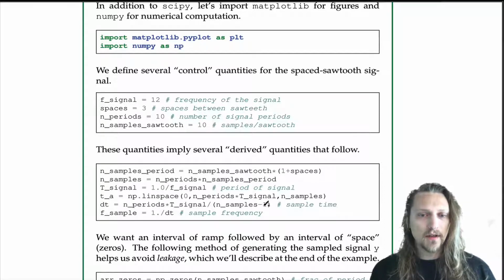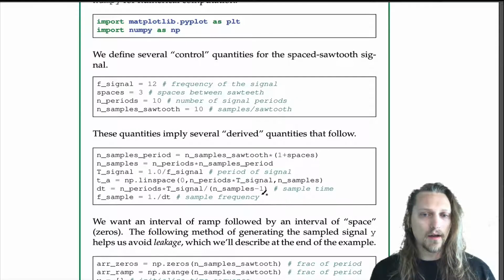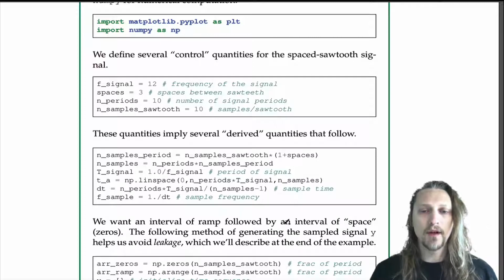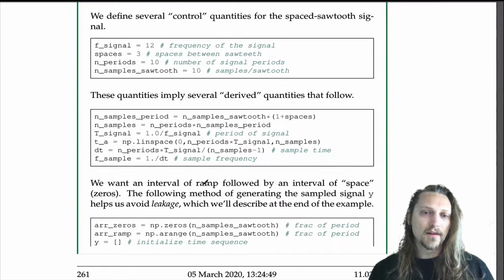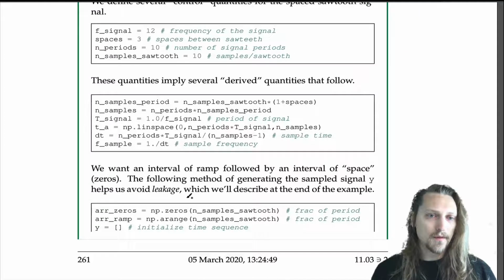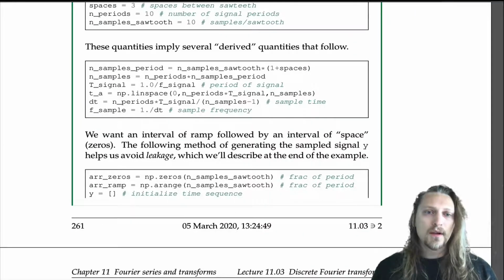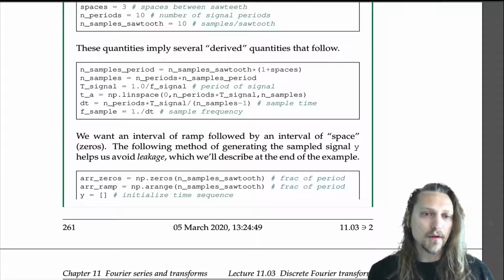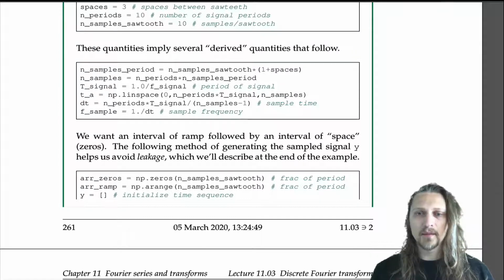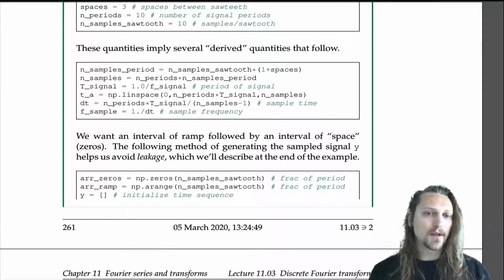There's a little gotcha here. You've got to make sure that you do the -1 to avoid what's called the fence post error, which can kind of bite you if you're not careful. And then the sample frequency is 1 over the sample time. We want an interval of ramp followed by an interval of space, or zeros. The following method of generating the sampled signal y helps us avoid leakage, which will be described at the end of the example. So at the very end, we'll talk about what leakage means.